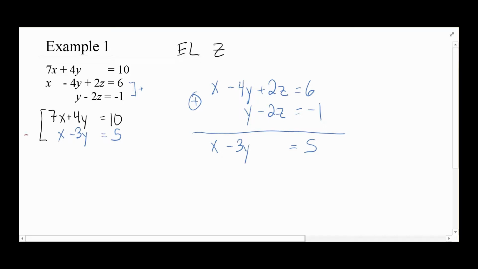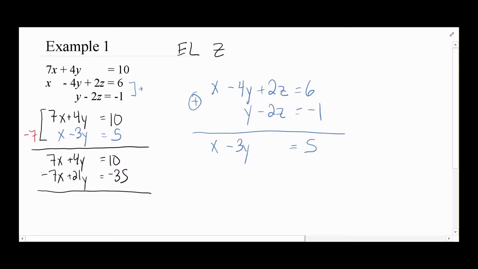I'm going to multiply by -7. So I'm going to copy down the first equation there. But then if I multiply by -7, I get -7x, 21y equals -35. I add these guys together. That gets me 25y equals -25, or y equals -1.